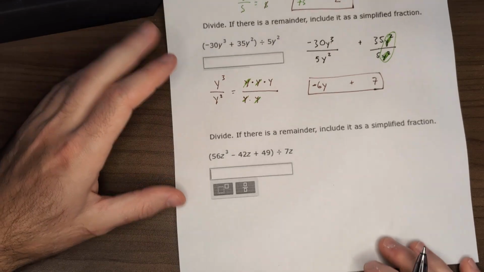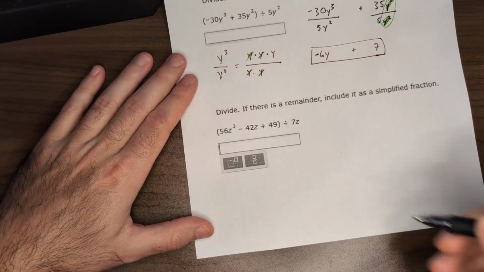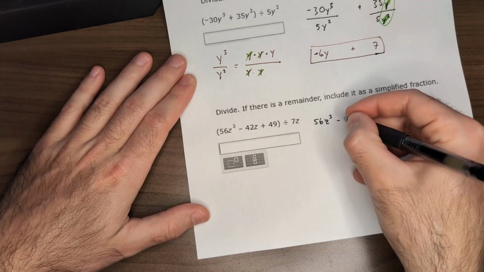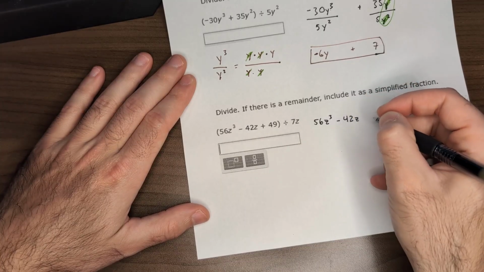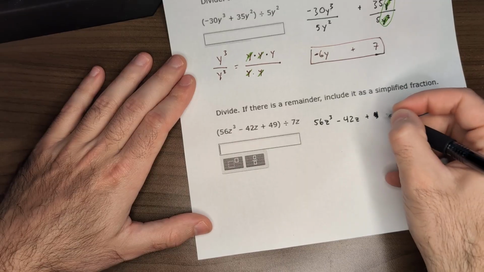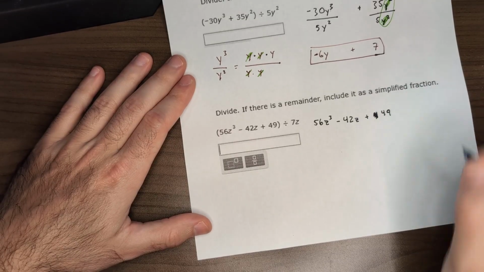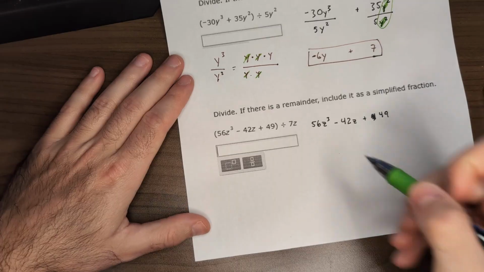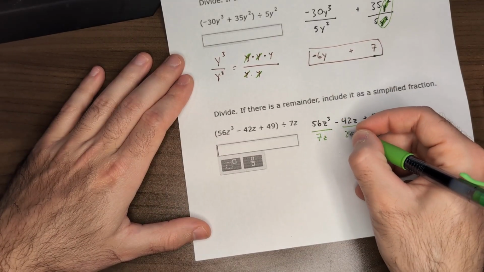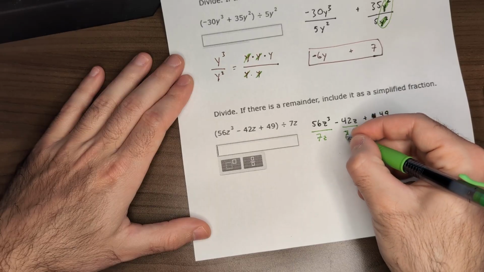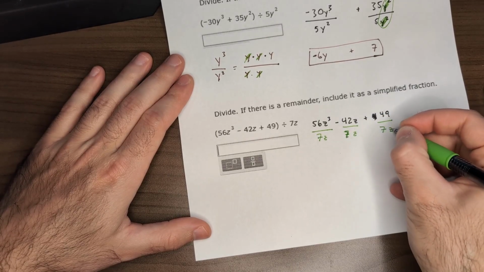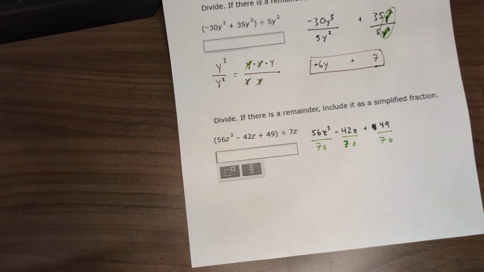Now, this is probably the most complicated one. We have a 56z to the power 3. Perhaps my favorite letter. Something about z's that are just really... Oh, I don't know why I put... Oh, no, there's a 49 there. Plus 49. And then we're going to divide each one by 7z, 7z, and 7z. Okay.